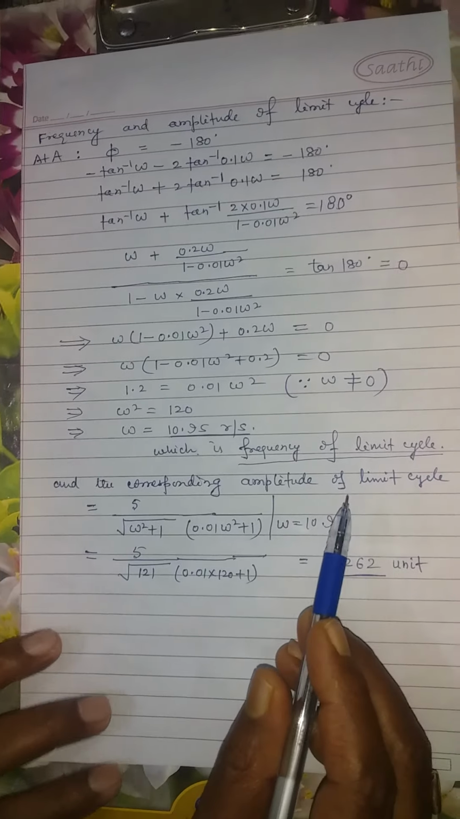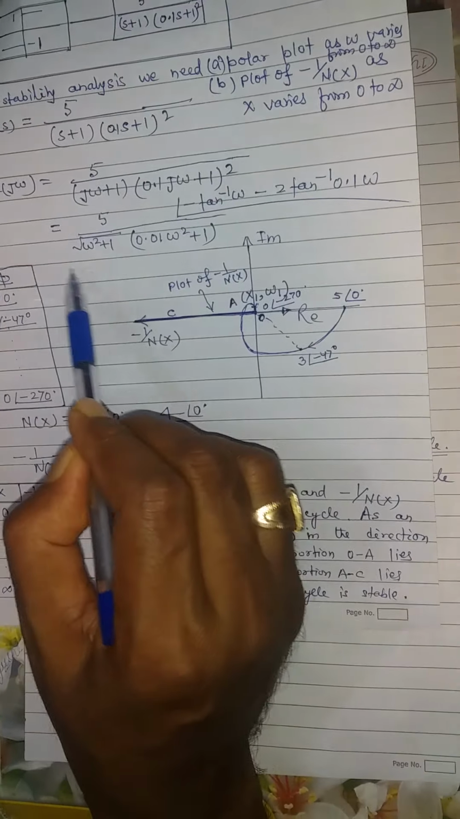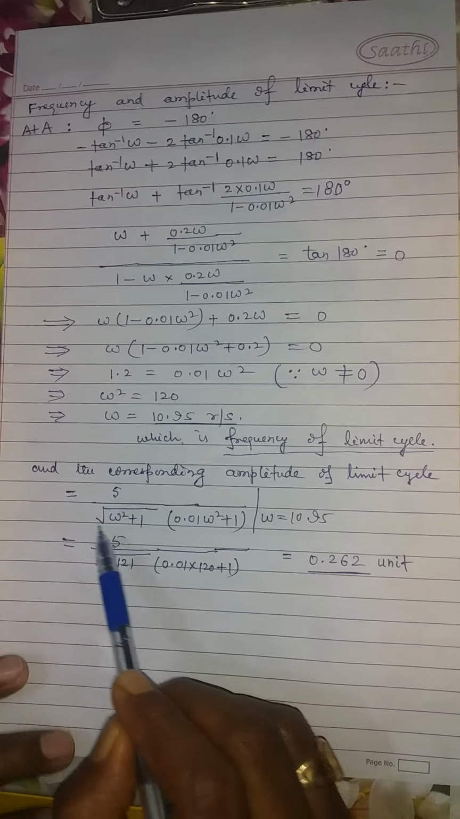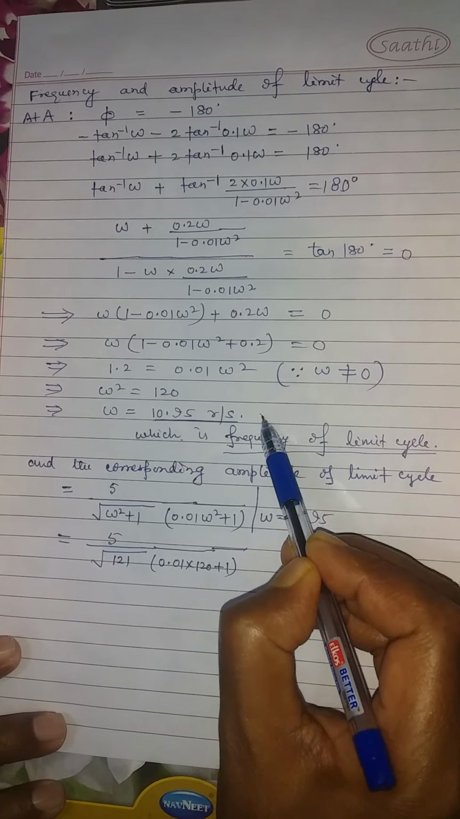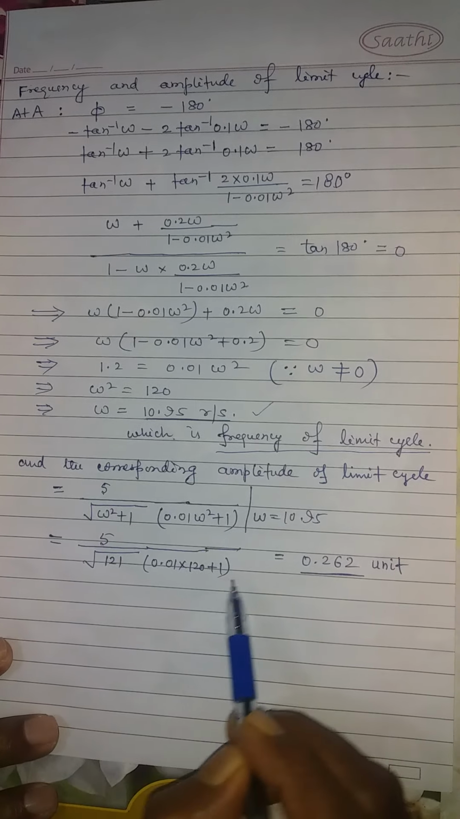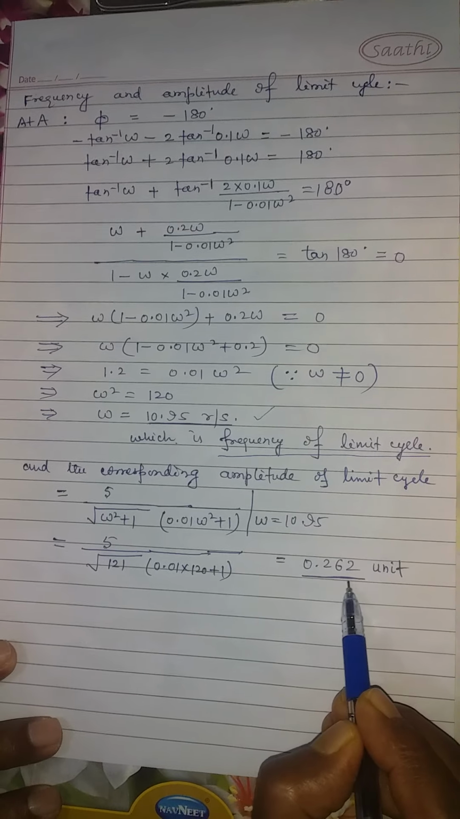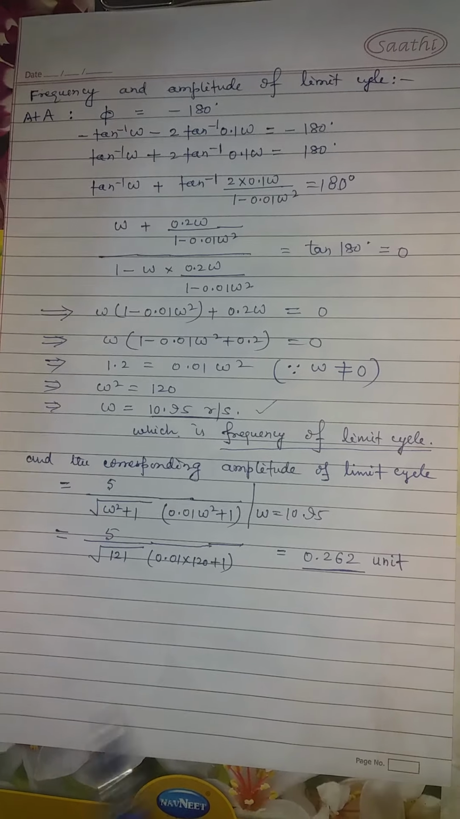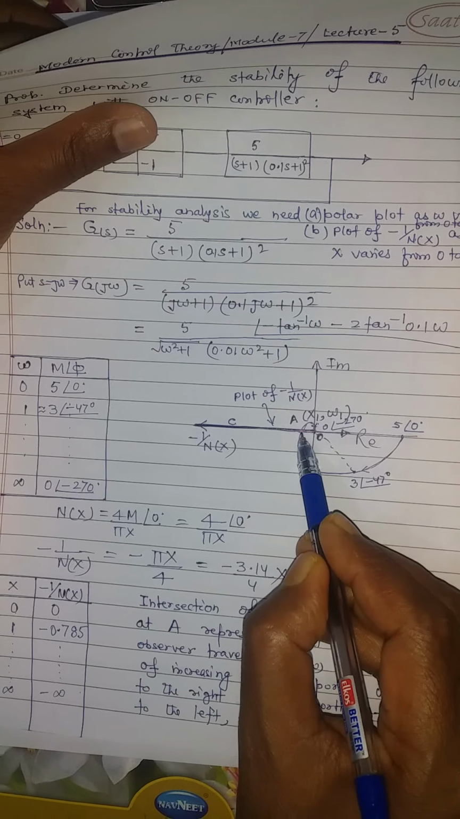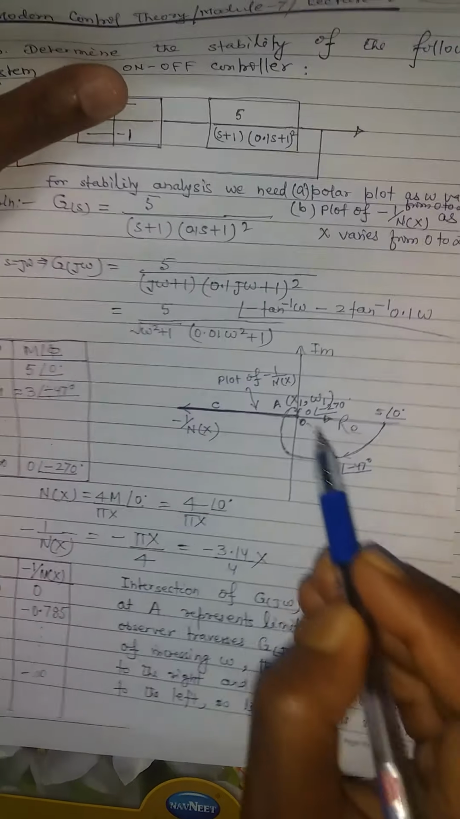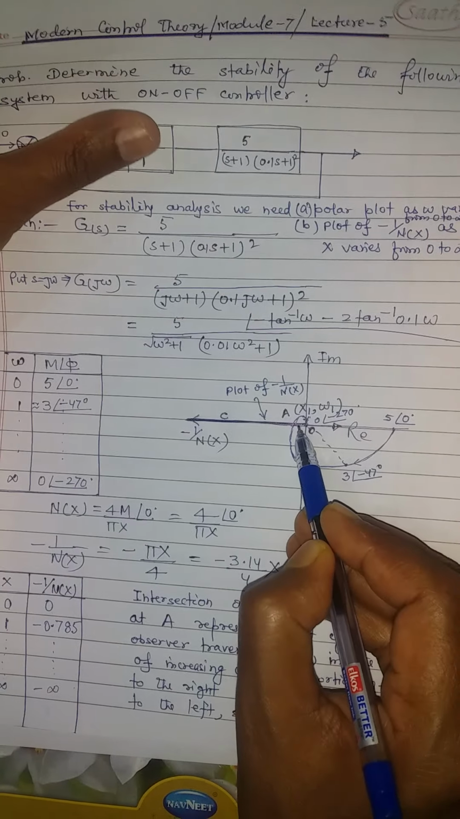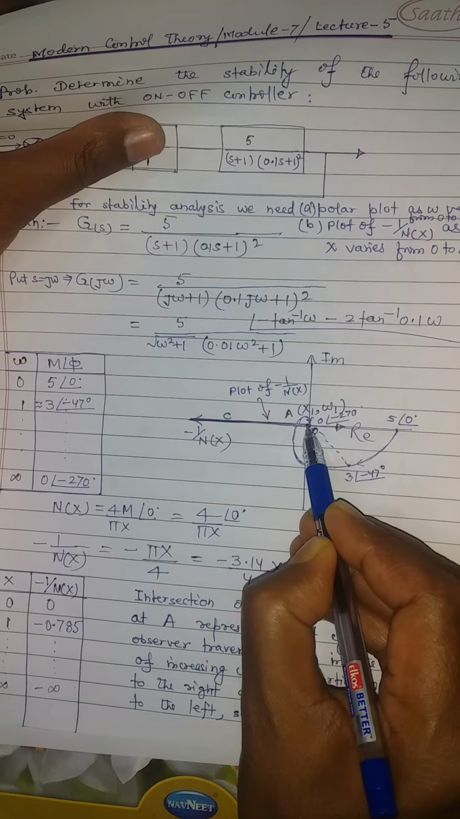The magnitude of the limit cycle can be determined from the magnitude of this polar plot. So 5 upon root of omega square plus 1 into root of 0.01 omega square plus 1, with omega set to 10.95, gives the result as 0.262 unit. So we mean to say that at A we are going to have a limit cycle with amplitude 0.262 unit and frequency 10.95 radian per second, and in this region the system is going to be stable.